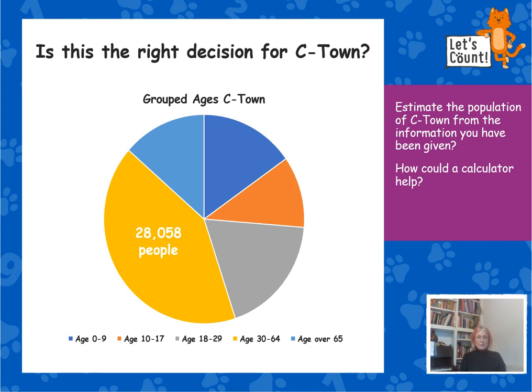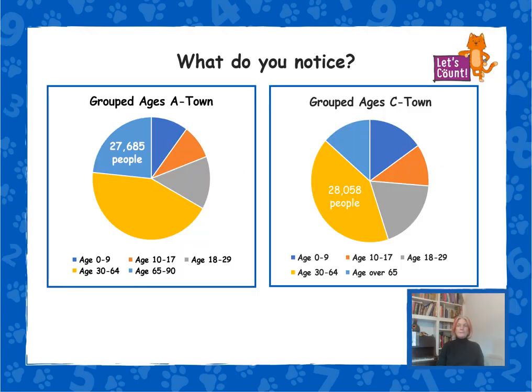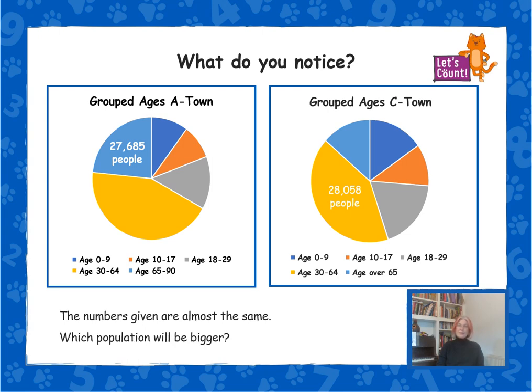Having decided which town you think is bigger, can you now use the information given to estimate the population of C town? This time I want you to think about how a protractor might be useful. Protractors measure angles. So how could knowing the size of the angle in this part of the pie chart help you with this estimate? You might want to go back and use the protractor to revise your estimate for A town too. So here you can see the information for A town and C town side by side. So given this information, do you think A town is bigger than C town, or C town is bigger than A town? So pause the recording and have a think.